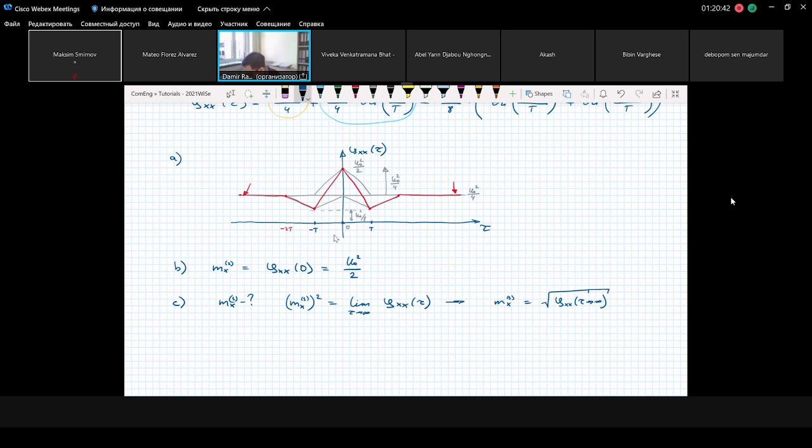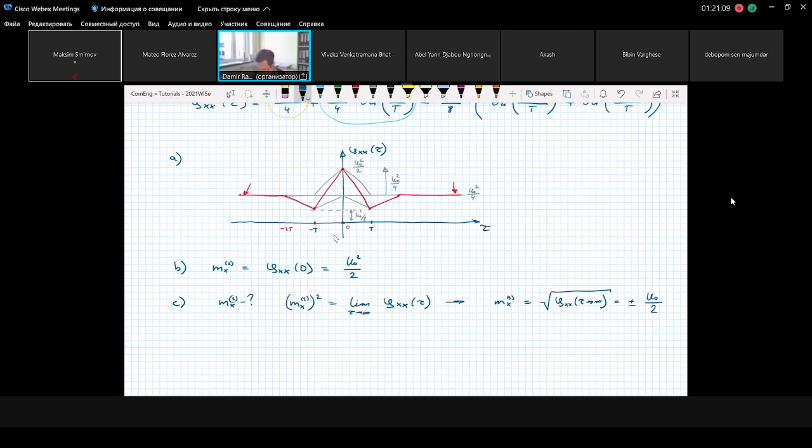And here the function is constant and equals u0 squared over 4 at the limit. As a result, we can say that the first moment equals plus minus u0 over 2. These are two possible values for the first moment of the random process.